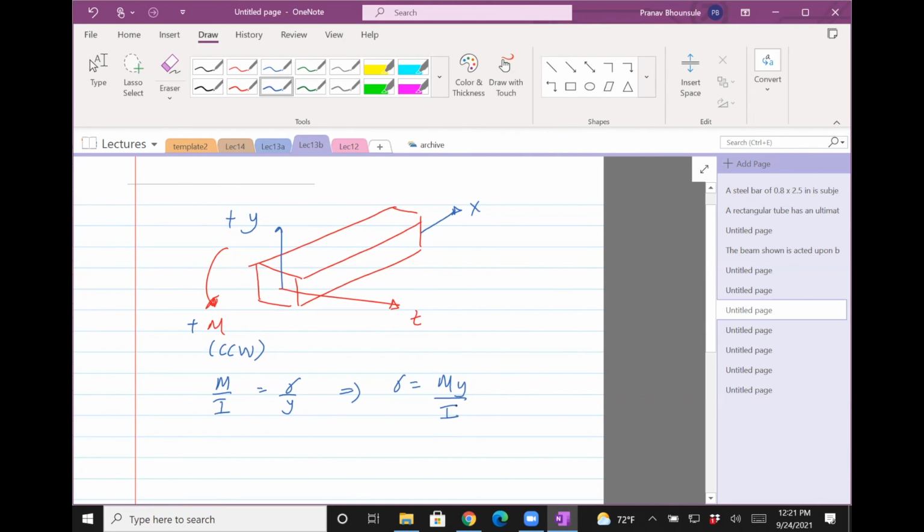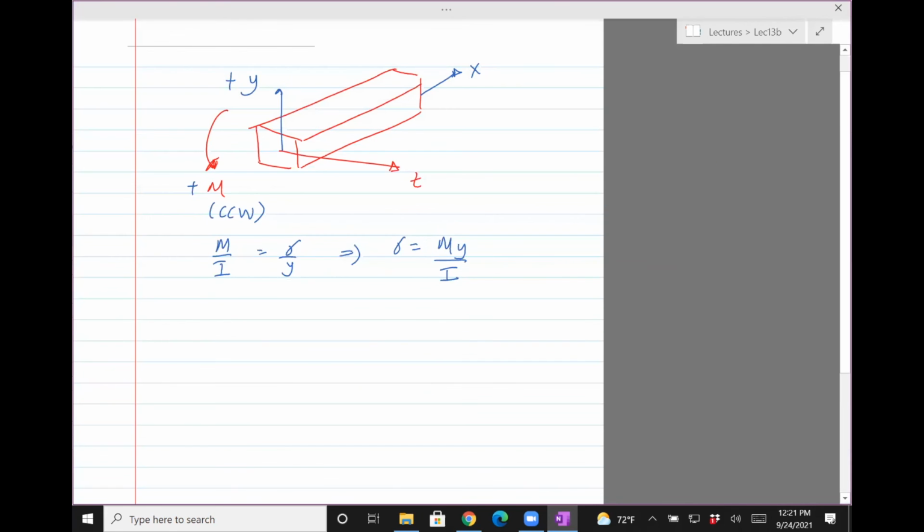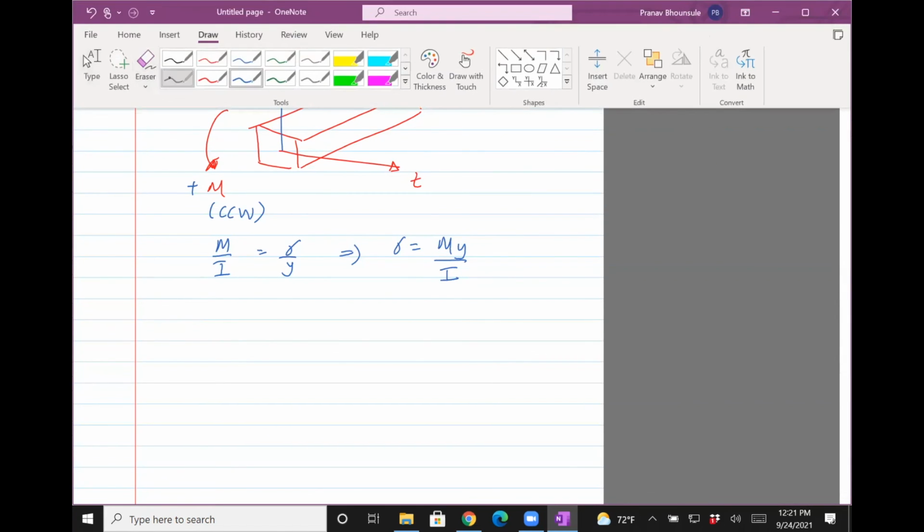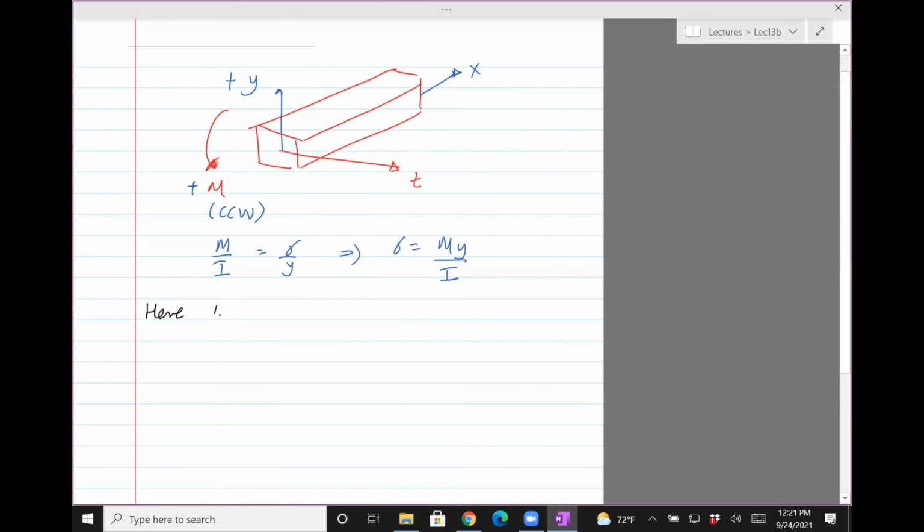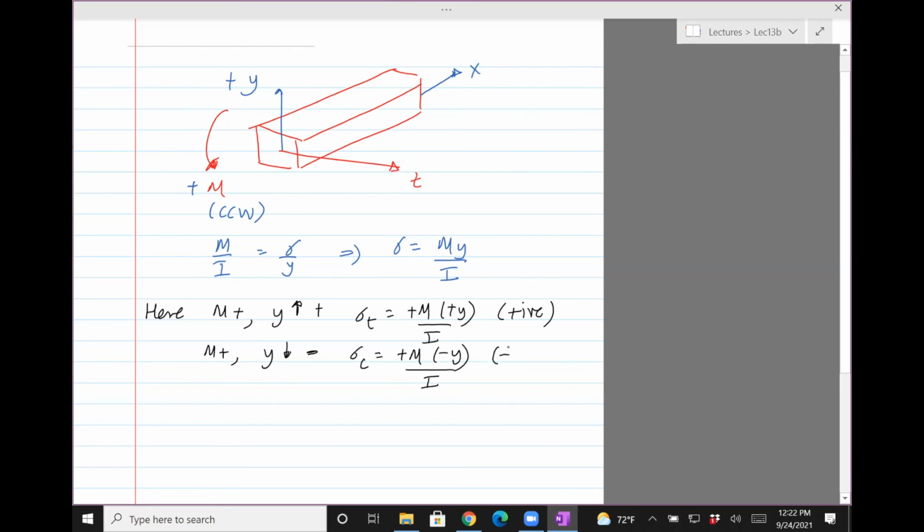So I is always positive. Now it's only M and y which give us the sign. In this case, M is positive because it's counterclockwise, y up is positive, and so sigma tensile is plus M plus y divided by I, so it's positive. If M is positive and y is downwards, it's going to be negative because the convention says downward is negative, and so sigma compressive is M positive, minus y, over I, so it will be negative.